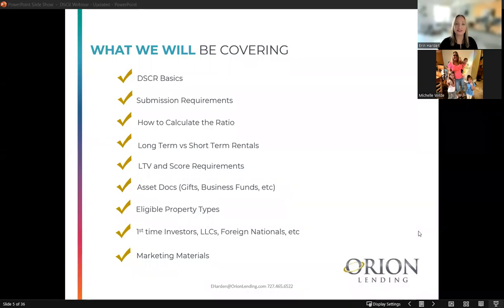We're going to go over the DSCR basics, submission requirements, how to calculate a DSCR, because some of you may be new to DSCR loans. Also, long-term rentals versus short-term rentals, what the LTV and score requirements are, what you can use for asset docs, eligible property types, and also we'll touch on first-time investors, closing in an LLC, foreign nationals, marketing materials, and I'm actually going to show you some pricing examples as well, because I actually priced some out right before our call.